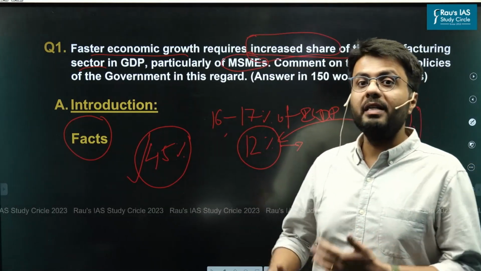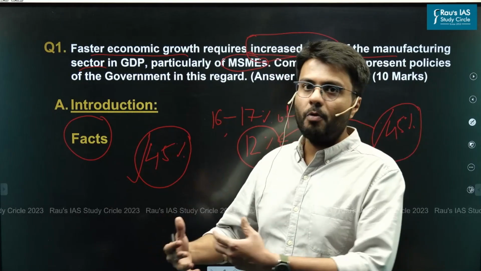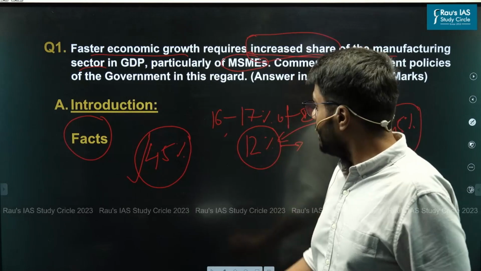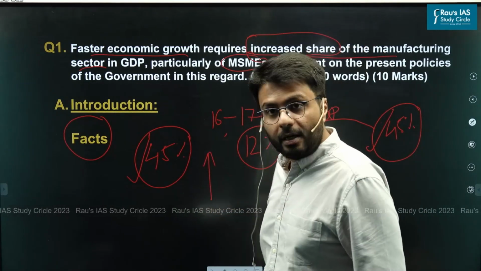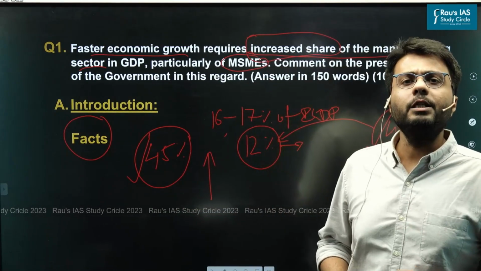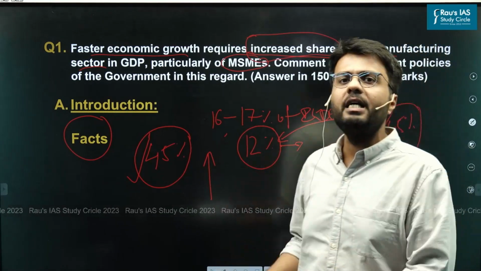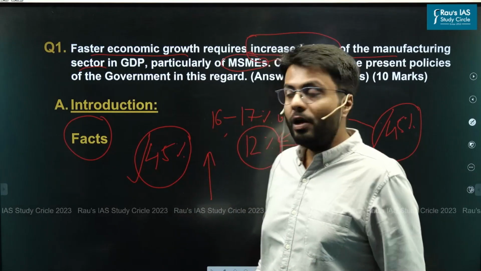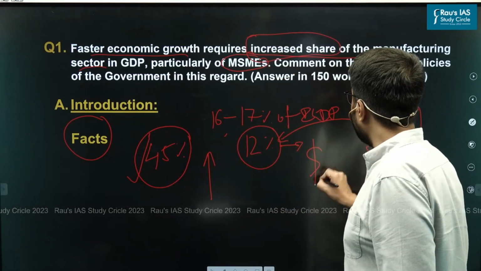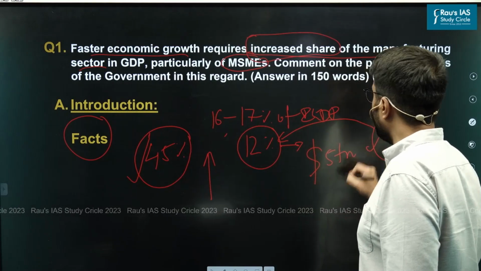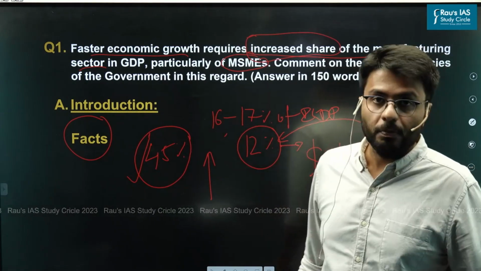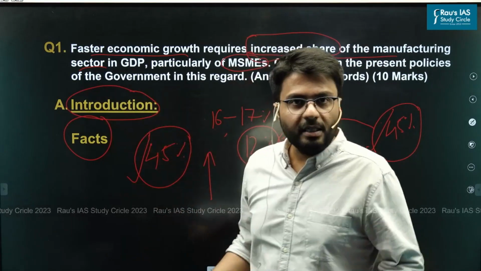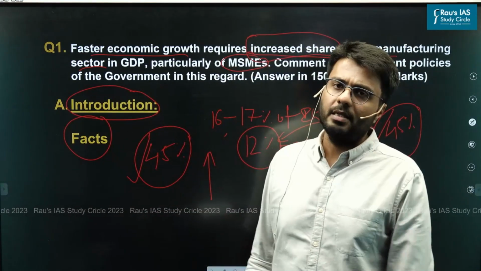Now, why is the manufacturing sector important from an economic point of view? Because developments in the manufacturing sector will increase the country's employment. It will also help address both backward and forward linkages with other industries as well. And additionally, it will also help the government achieve the target of a $5 trillion economy as soon as possible. Now, after we have dealt with the introduction, let us see what should be the body of this answer.